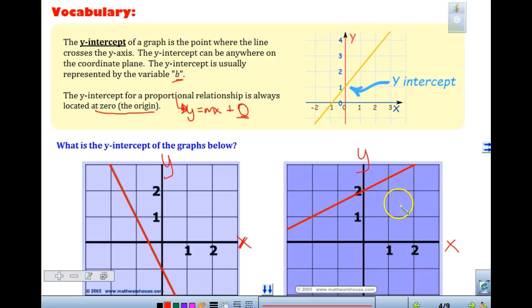Are these three lines proportional? Do they go through 0, 0? No. This one, the y-intercept is equal to 1. I would like you to put right below that parentheses 0, comma, 1, back parentheses. So the y-intercept at this one is located at 1. But we write it as an ordered pair as 0, 1.